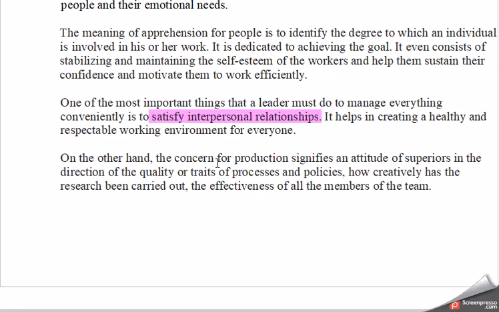On the other hand, the concern for production signifies an attitude of superiors in the direction of the quality or traits of process and policies. How creatively has the research been carried out, the effectiveness of all the members of the team?